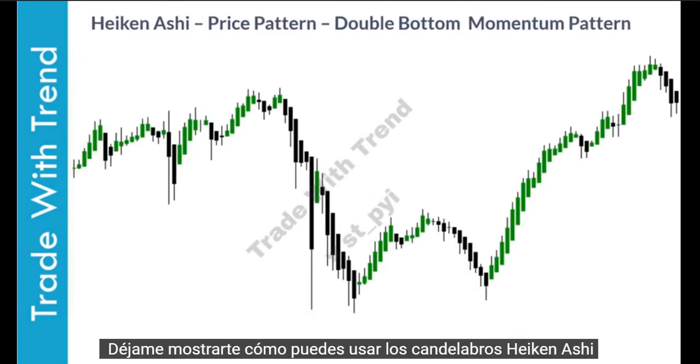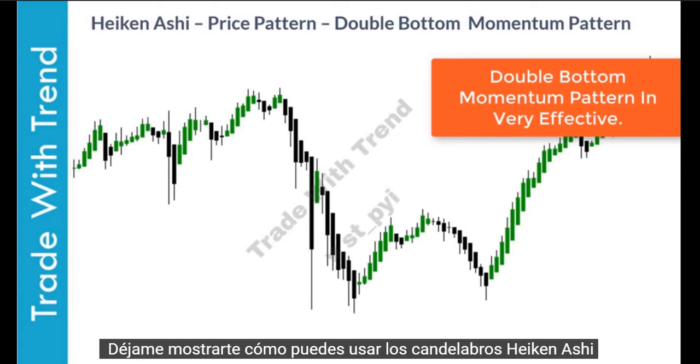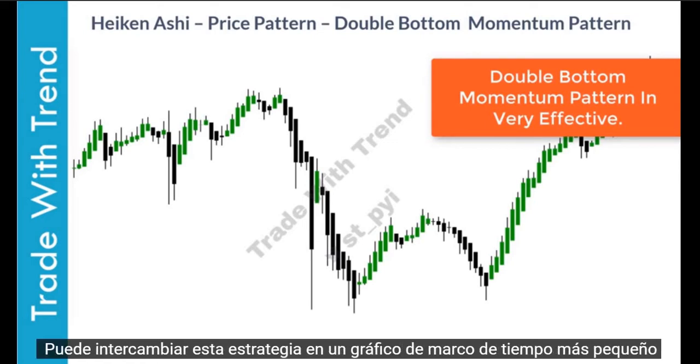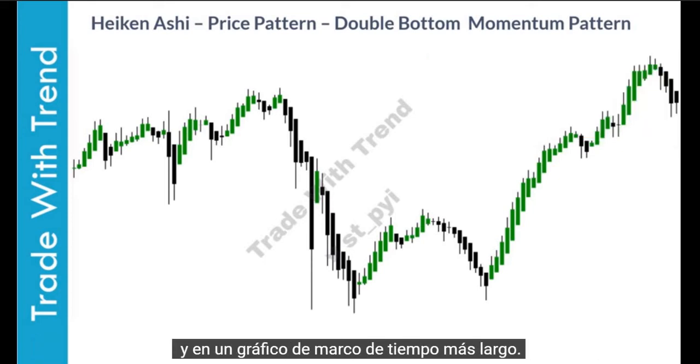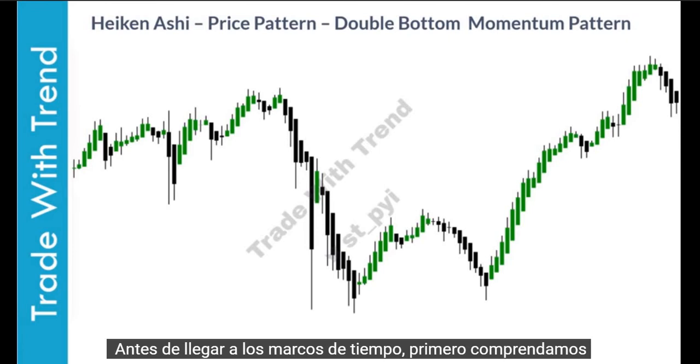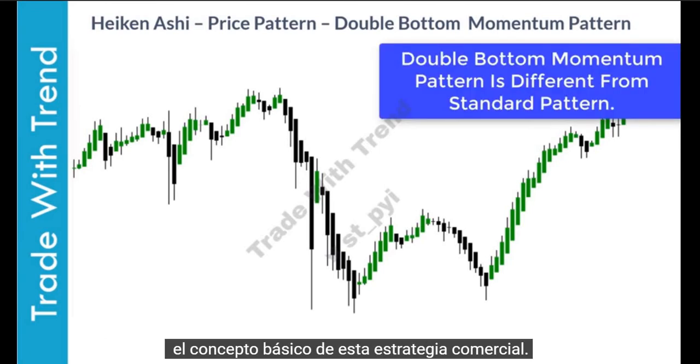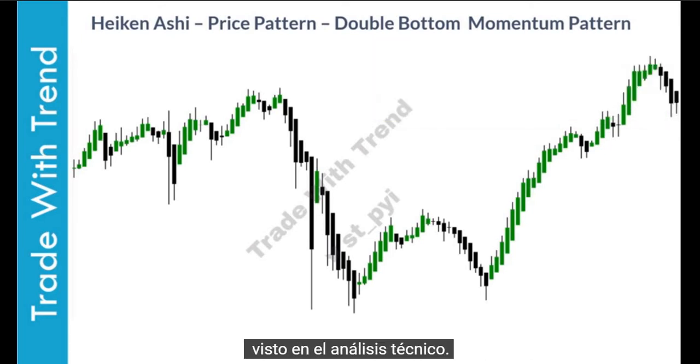Let me now show you how you can use Heikin Ashi candlesticks to trade a simple yet very effective trading strategy. You can trade this strategy on a smaller time frame chart and on a longer time frame chart. Before we get to time frames, let us first understand the basic concept of this strategy. What we are going to discuss today is a double bottom momentum pattern, which is very different from the standard double bottom pattern seen in technical analysis.